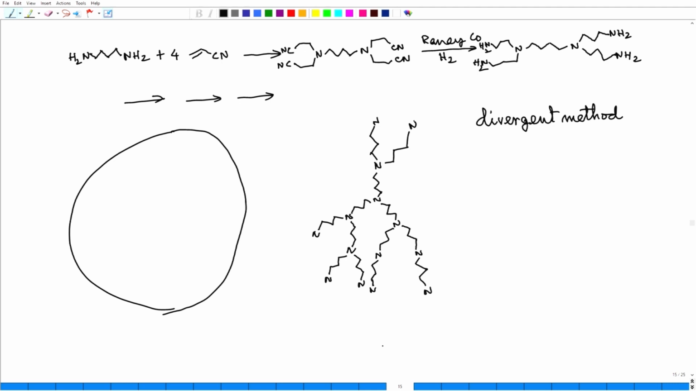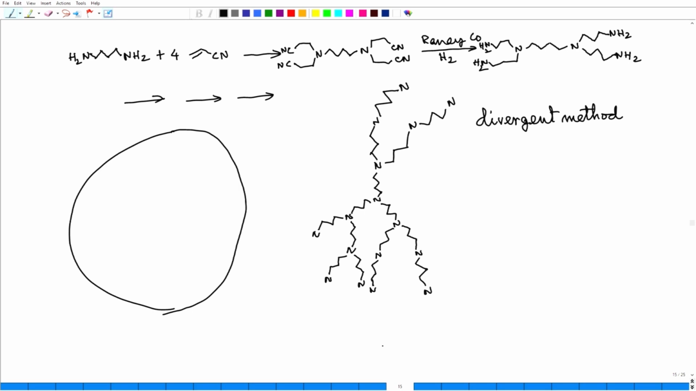This goes on, here also it will go. It will go on like this. This will again go and it will stop. At some point it will stop, because they are almost touching each other. So, they cannot go on like that. After a certain generation it has to stop.